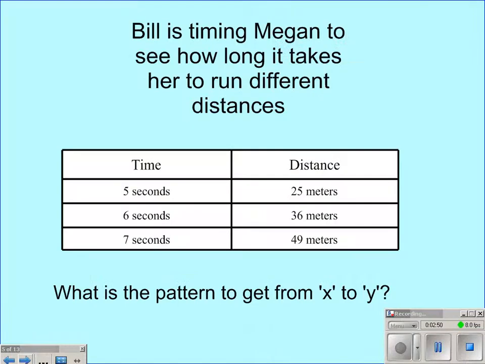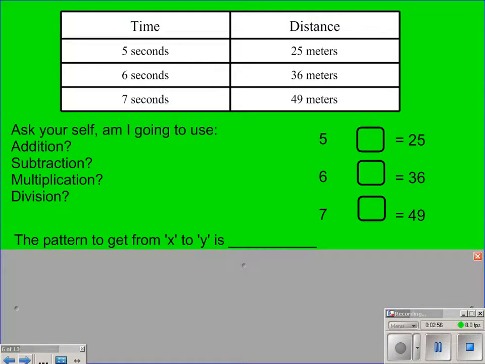Bill is timing Megan to see how long it takes her to run different distances. What is the pattern to get from X to Y? Before you start, ask yourself, am I going to use addition, subtraction, multiplication, or division? To get from 5 to 25, 6 to 36, and 7 to 49, you're going to multiply.